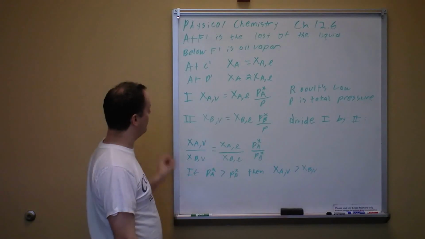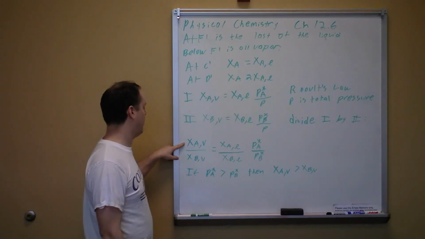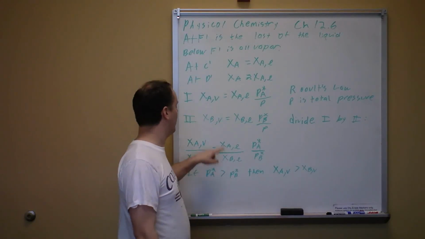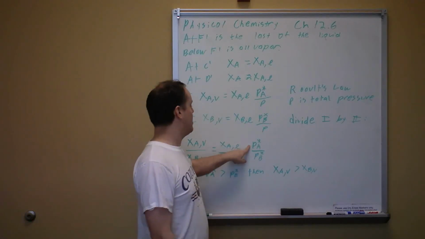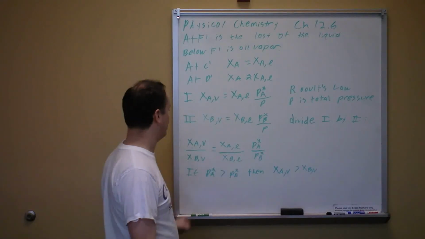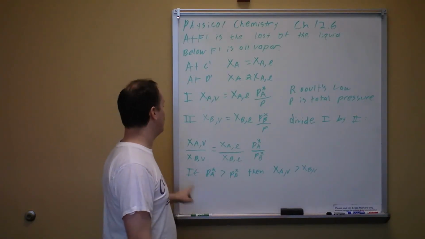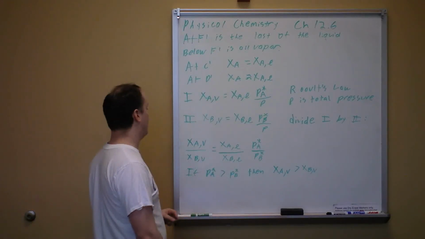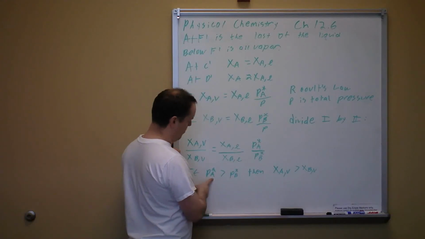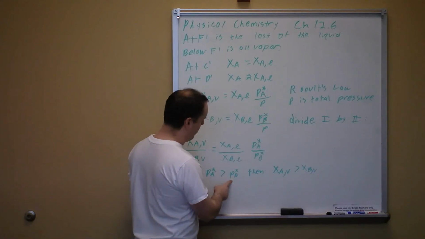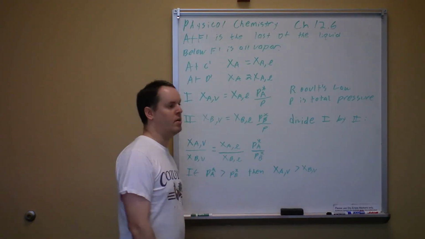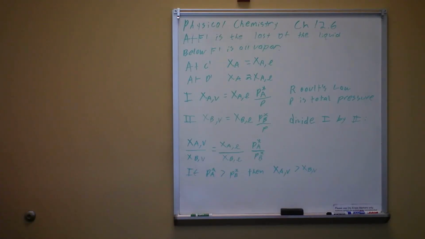Now we're going to divide those two equations, and we're going to get the mole fraction of A in the vapor phase divided by the mole fraction of B in the vapor phase is equal to the mole fraction of A in the liquid phase divided by the mole fraction of B in the liquid phase times the pressure of pure A divided by the pressure of pure B. Notice the total pressures cancel out. So what this should tell you is, keeping the mole fraction of A in the liquid phase fixed, if we have a higher pressure of pure A than pure B, then you'd expect a higher mole fraction of A in the vapor phase than the mole fraction of B in the vapor phase.